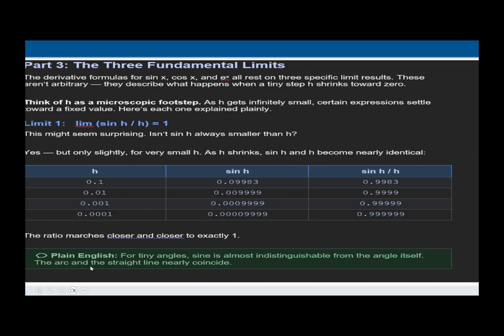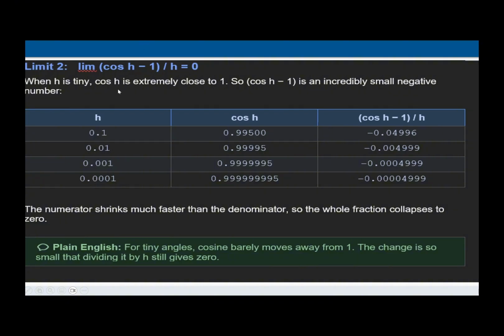The arc and the straight line nearly coincide, right? That's why we remember we learned it once. So the limit of sin h over h equals 1. Now limit 2: the limit of (cos h minus 1) over h equals 0.